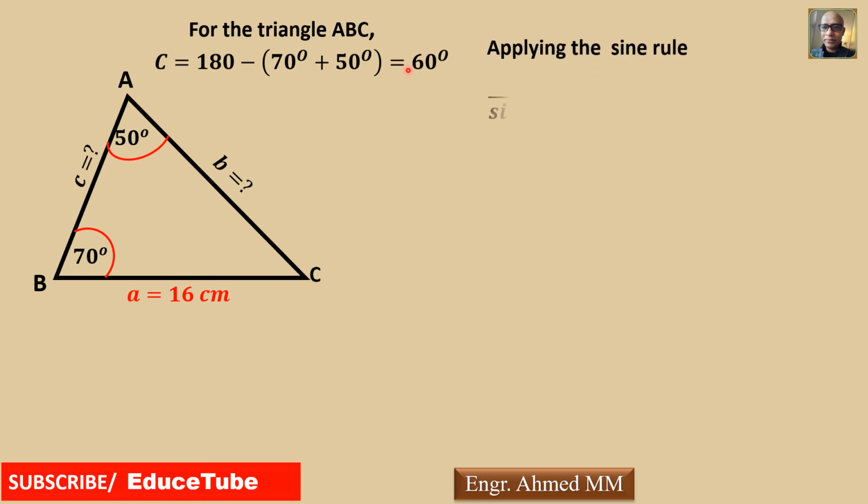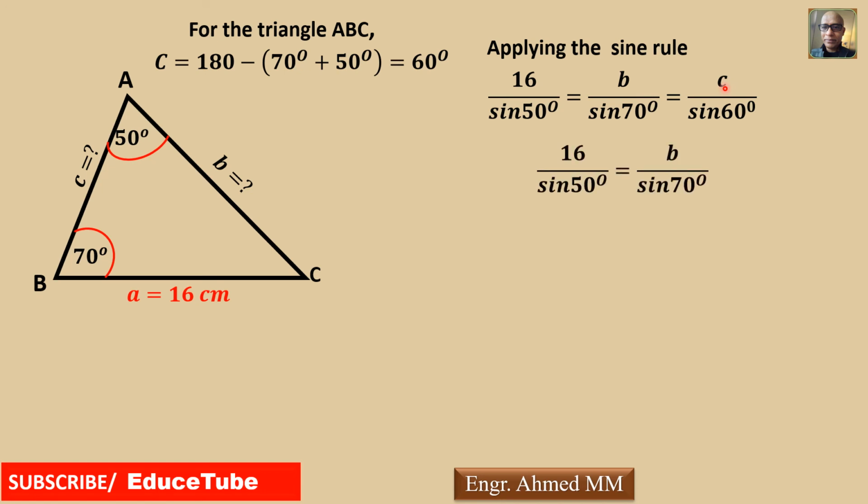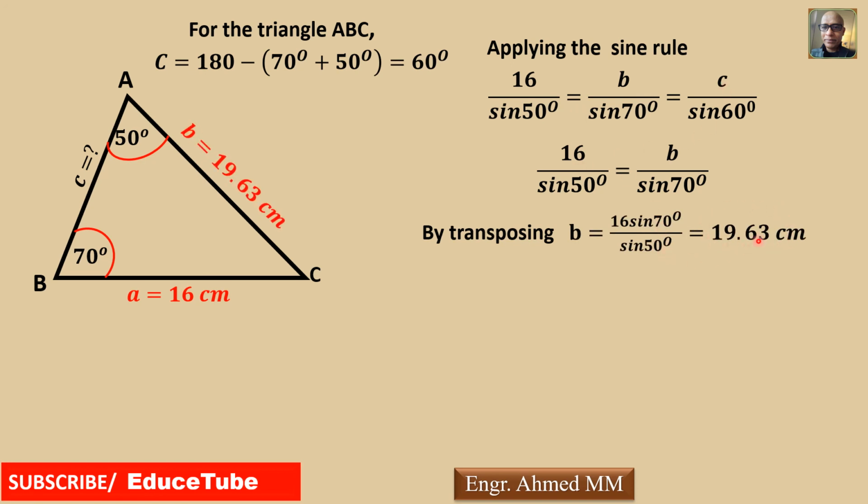Now we will use the sine rule. We know very well what the sine rule is: this side divided by its opposite angle, this side divided by this angle, this side divided by this angle. So accordingly I have written that. Now we take these two to find B. Again we take this and this to find C. These two we can find by transposing. We find B equal to 19.63.